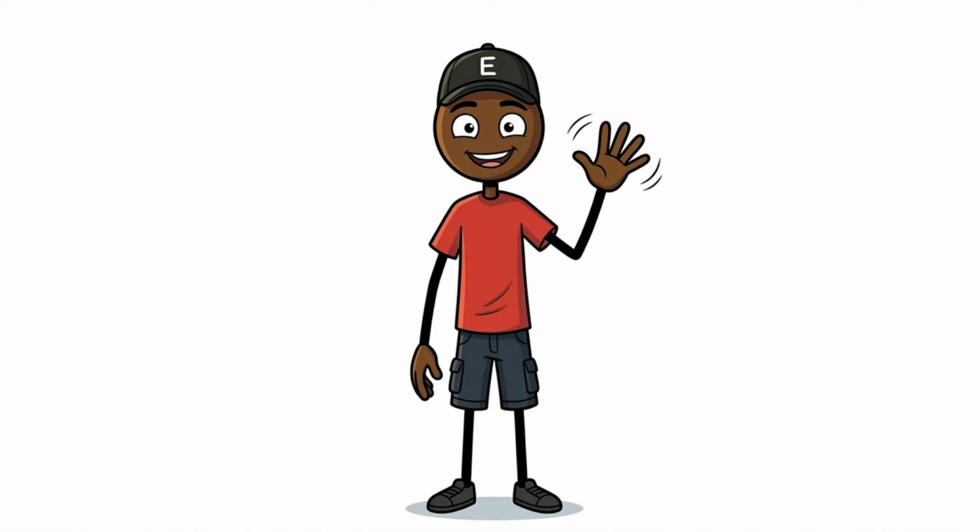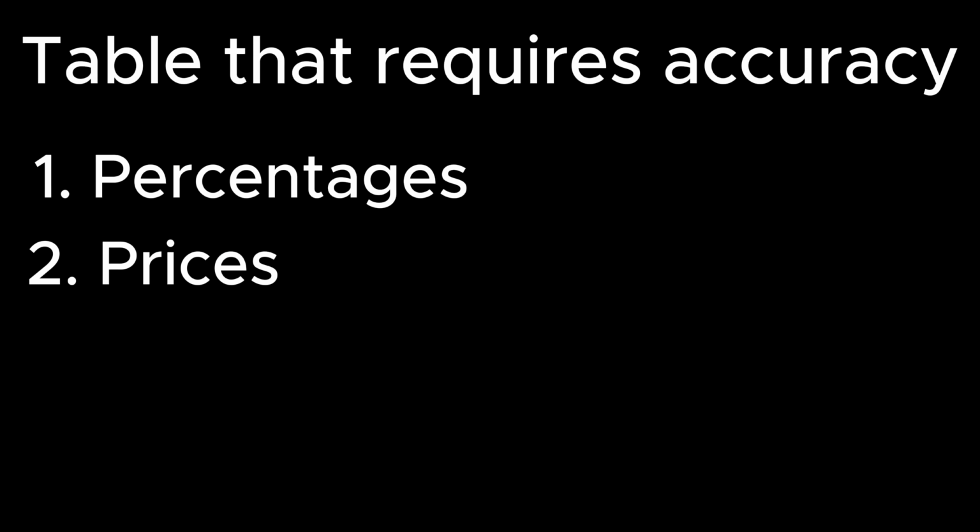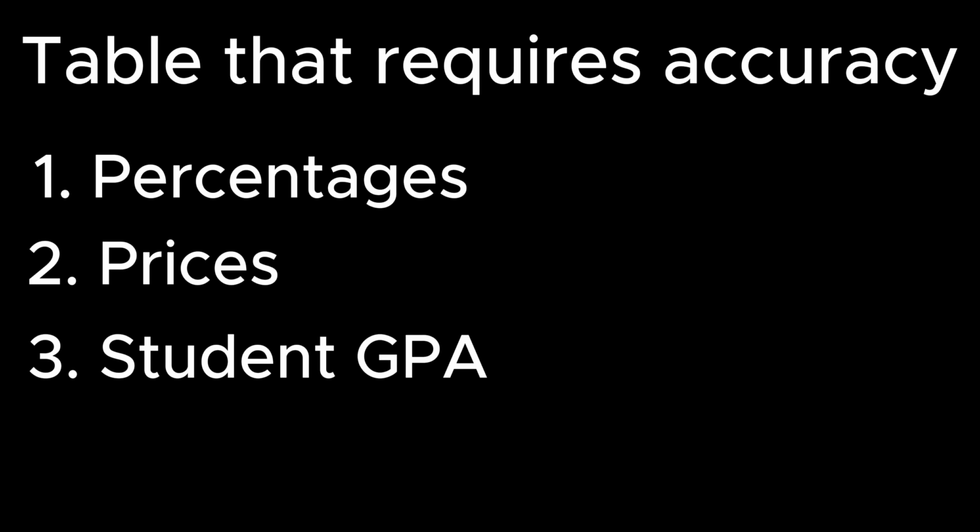In this video, we're going to discuss how decimals work in DBMS. It's pretty simple, so let's get started. The decimal function is used when you have a table that requires accuracy. Examples of this kind of data could be percentages, prices, and student grades, like the GPA.